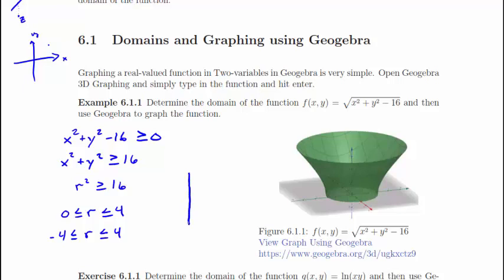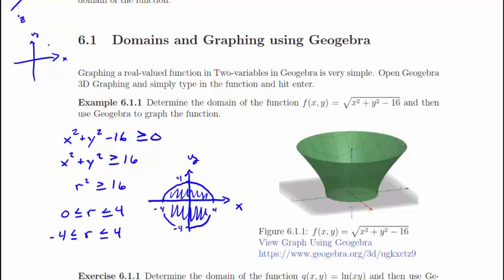But if we look at a two-dimensional graph of this domain, thinking of the radiuses as going from 0 to 4 or from negative 4 to 4 is going to give us the same picture. So both could be considered correct answers in this case. Because of the radius being less than or equal to 4, then we can have a solid line as we draw the domain.